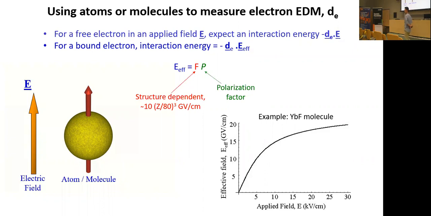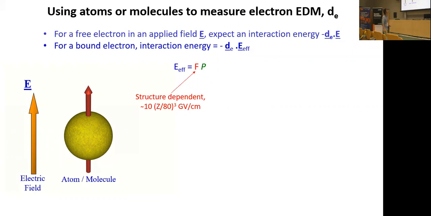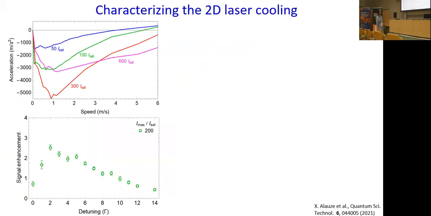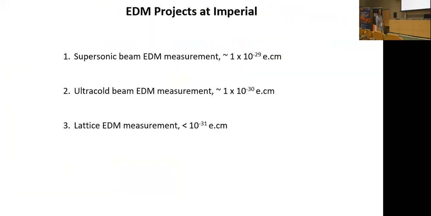Your projection for sensitivity is quite significantly increased from the previous measurement. Could you say more explicitly which changes you're implementing and how much they contribute to this increased sensitivity? I might have some more slides that are relevant as well. So we have 3 projects ongoing at Imperial. One is using the supersonic beam of YbF. With this, we think we can achieve 10 to the minus 29, which is 2 orders of magnitude better than our previous experiment. And here, the improvement is with the improved state preparation and detection.